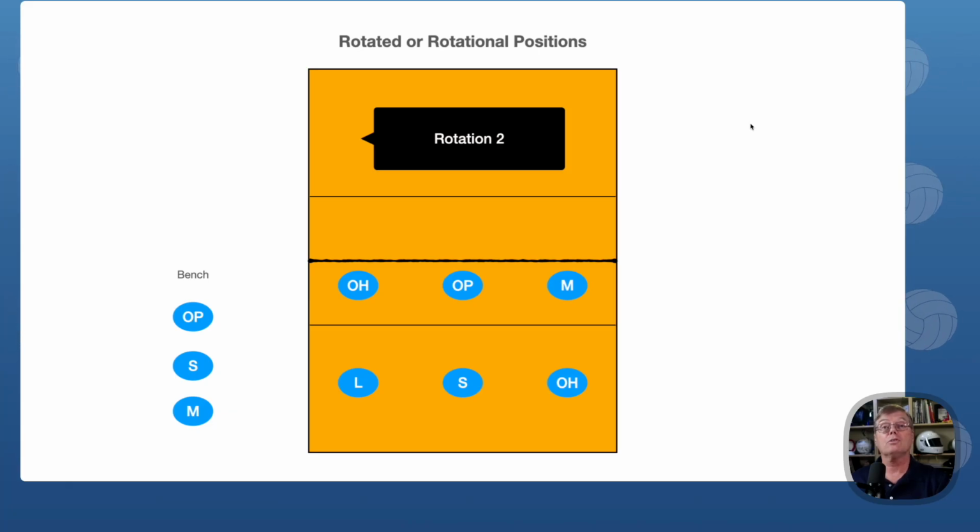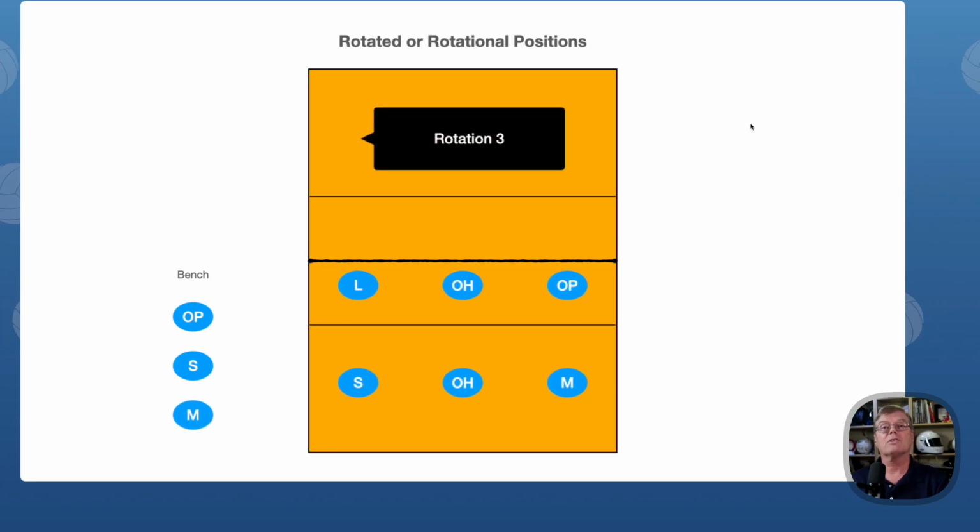Now, in rotation 2, the libero's in the back, the setter's in the back, and we don't have any changes to make. But we are in a different rotation. And later, I'll show you how we would set up to serve-receive in this rotation.